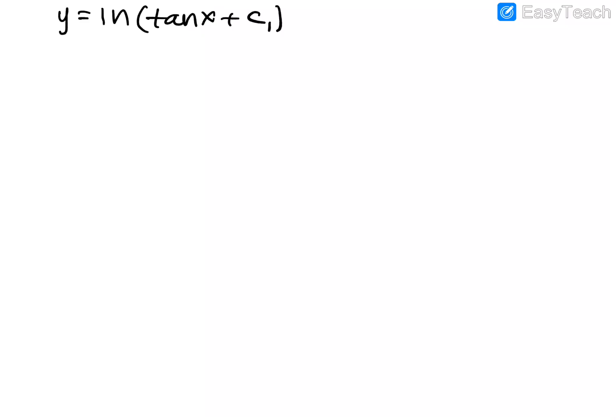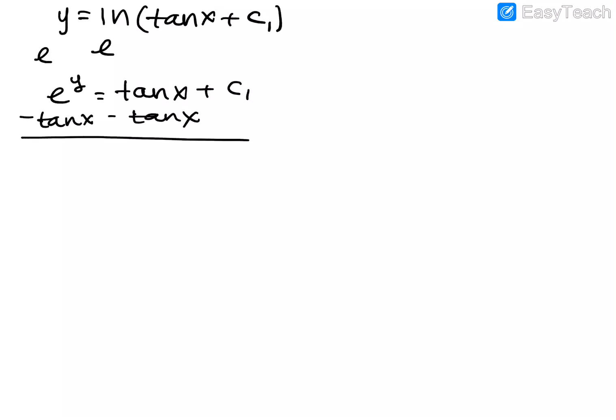So I will start off with e-ing both sides, and we get e to the y power equal to tangent x plus c1. I want to solve for the c1, and I'll subtract tangent x from both sides. I'll get c1 is equal to e to the y minus tangent x. Okay, so we solved for c1.